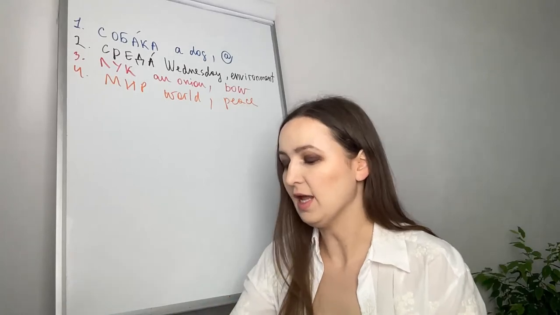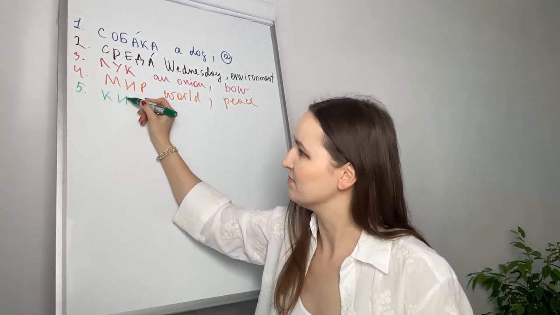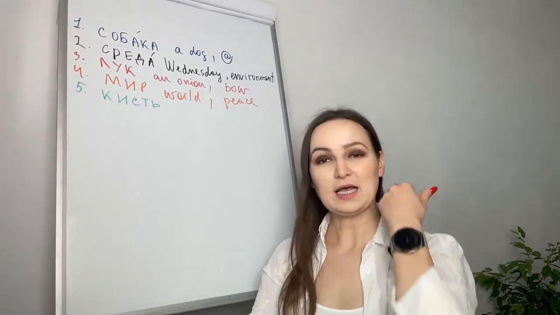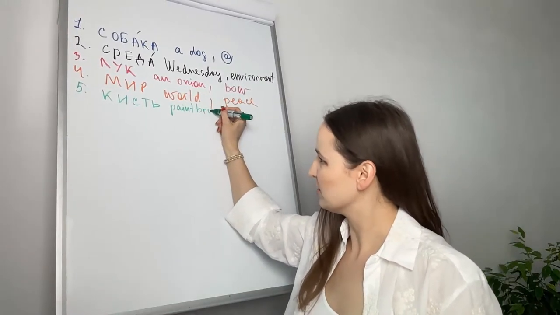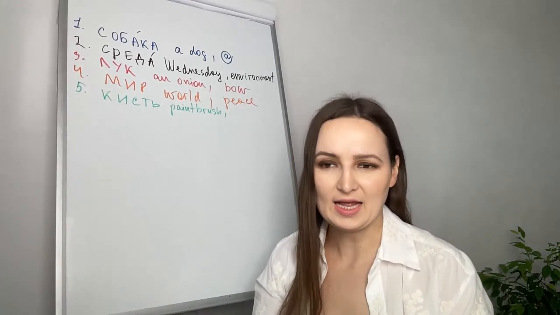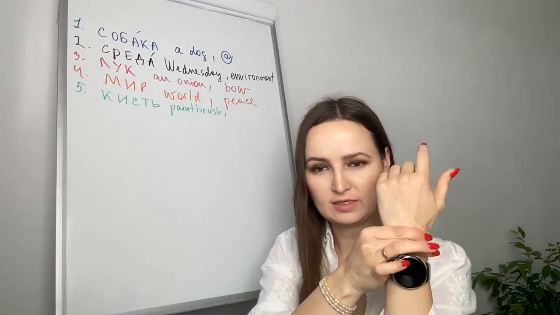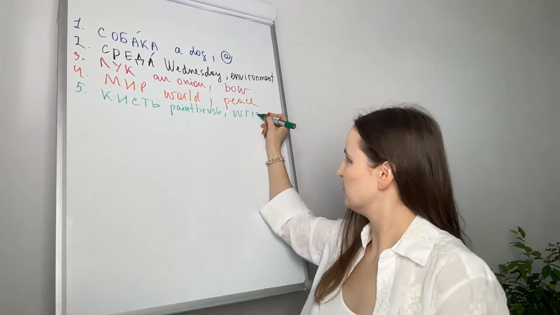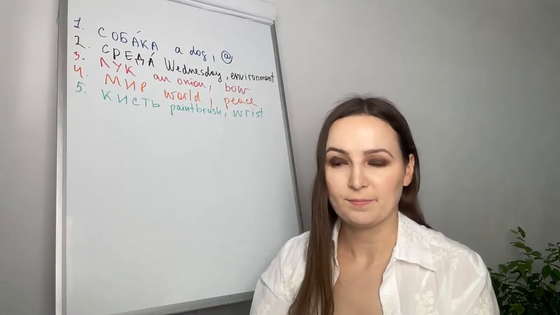Дальше. Кисть. Номер пять. Кисть is a paint brush. The first meaning is a paint brush. And the other one is not hand, is wrist. Кисть. Wrist. Да? Paint brush and the wrist. Так. Дальше.